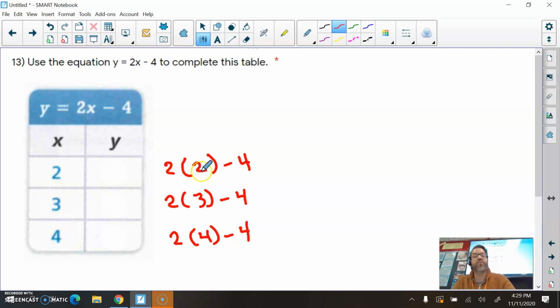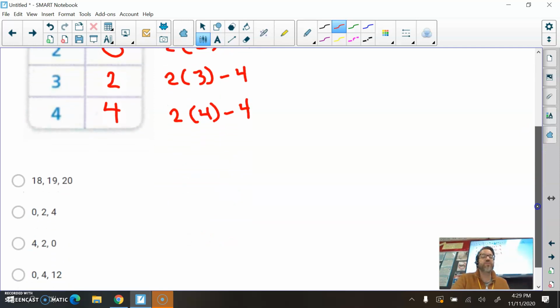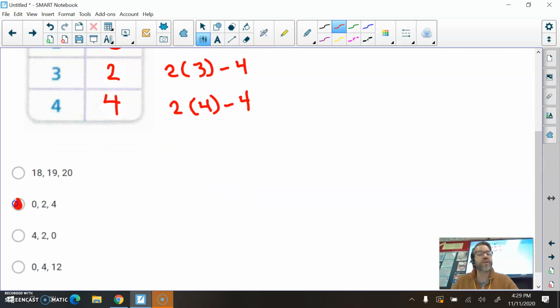2 times 2, 2 times 3, 2 times 4, and then minus 4. So 2 times 2 is 4. 4 minus 4 is 0. 2 times 3 is 6. 6 minus 4 is 2. 2 times 4 is 8. 8 minus 4 is 4. So my values for y are 0, 2, and 4. That's this one right here.